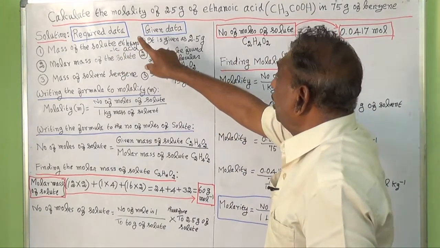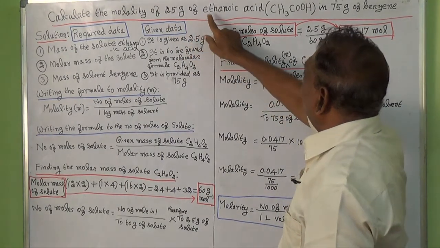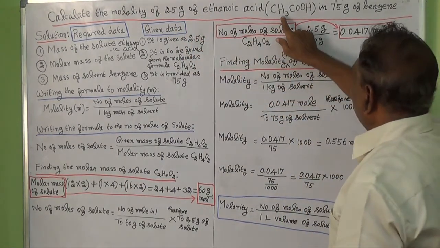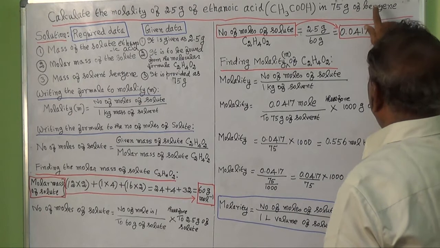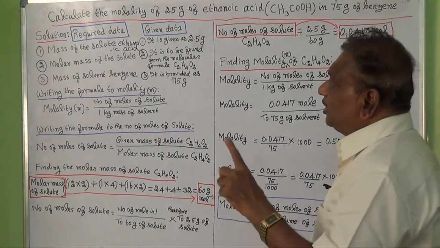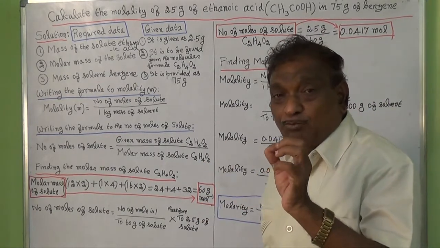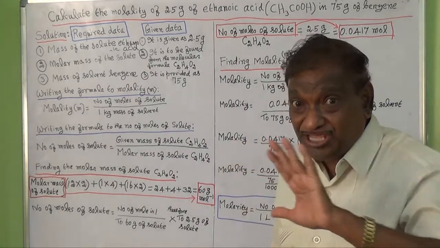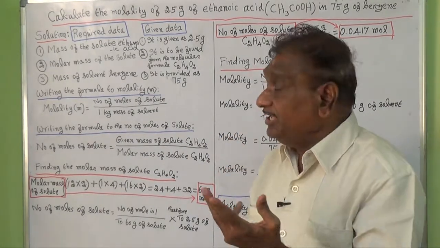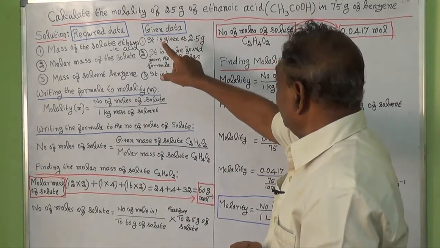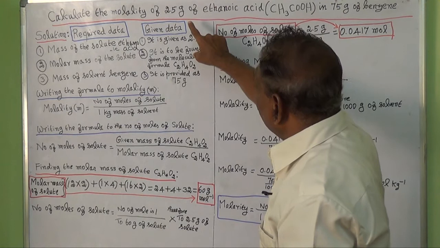Calculate the molality of 2.5 gram of ethanoic acid, CH3COOH, in 75 gram of benzene. What is the meaning of this problem? They have asked to find the molality, not molarity. Note the difference between molarity and molality. This is molality. The solute is 2.5 gram.